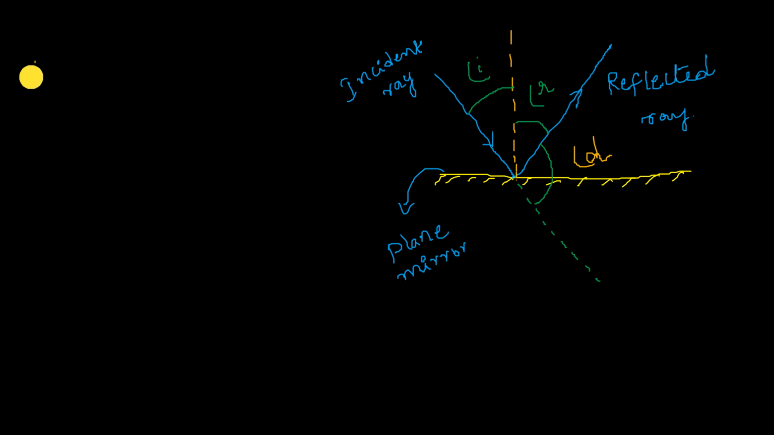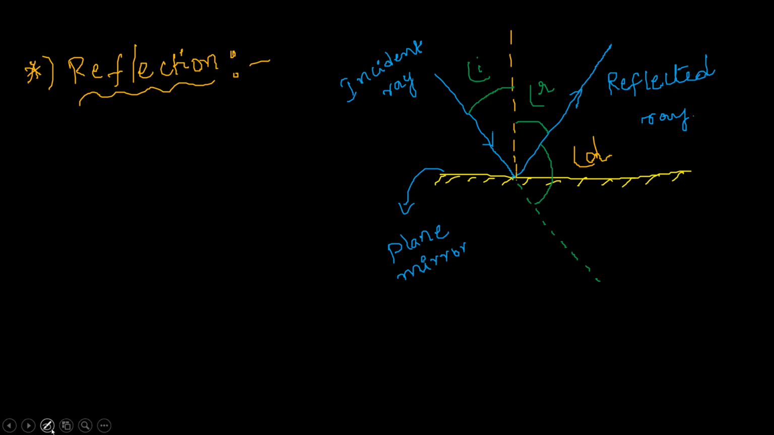The first point is about reflection. Reflection is nothing but the bouncing back of light from the reflecting surface. When light is incident on it, it is reflected back. This entire phenomenon is called reflection of light. And coming to the laws of reflection.